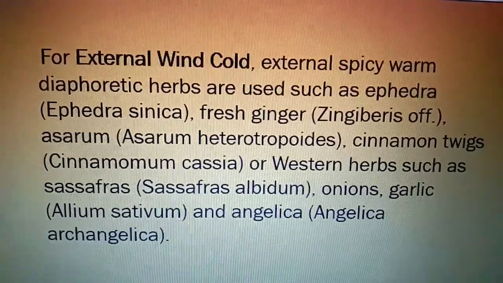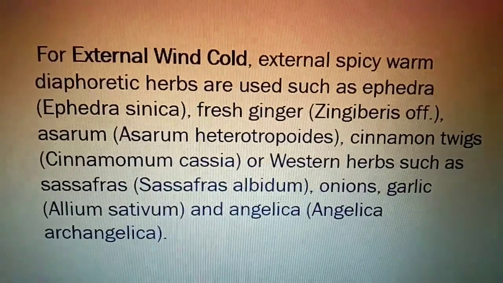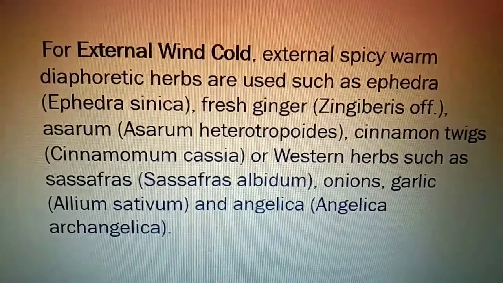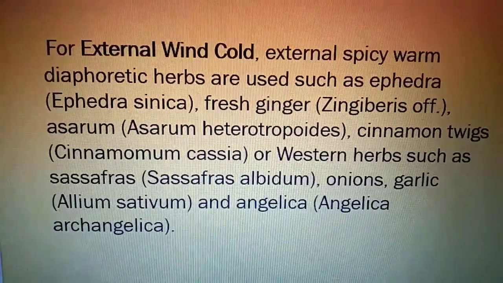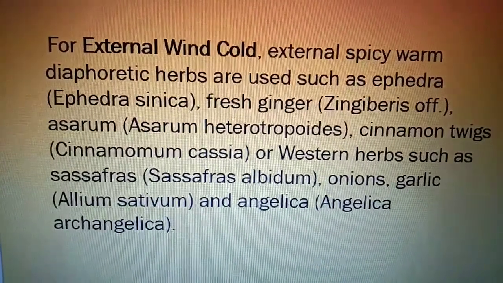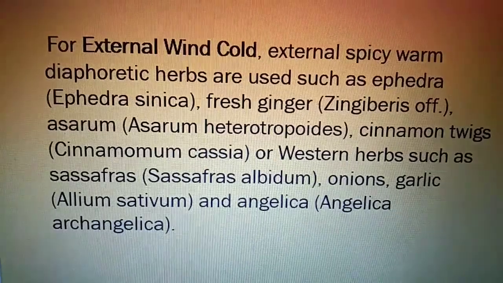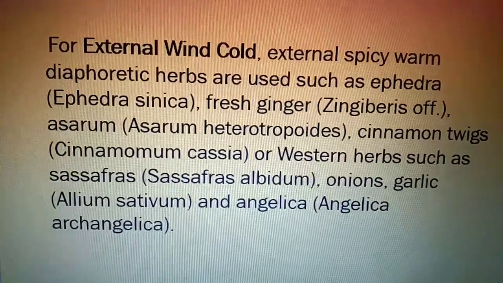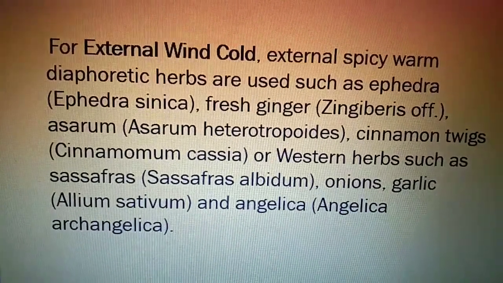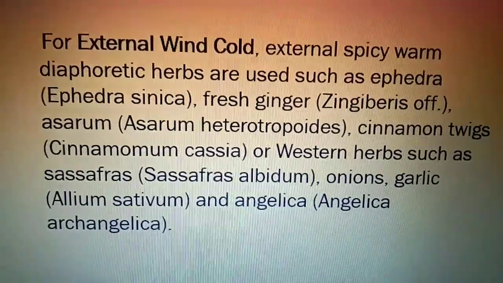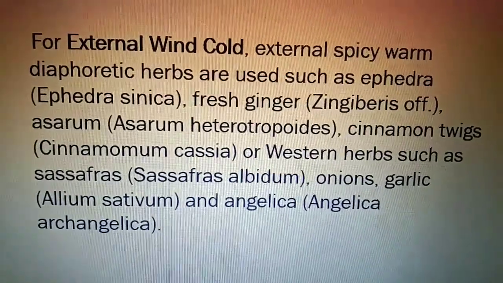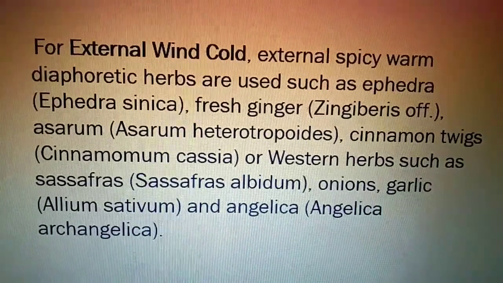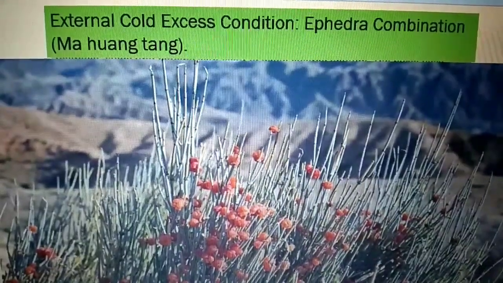For external wind cold, spicy warm diaphoretic herbs are used, such as Ephedra sinica, fresh ginger, Zingiberis officinale, Asarum heterotropoides, cinnamon twigs, Cinnamomum cassia, or Western herbs such as Sassafras albidum, onions, garlic, Allium sativum, and Angelica archangelica.